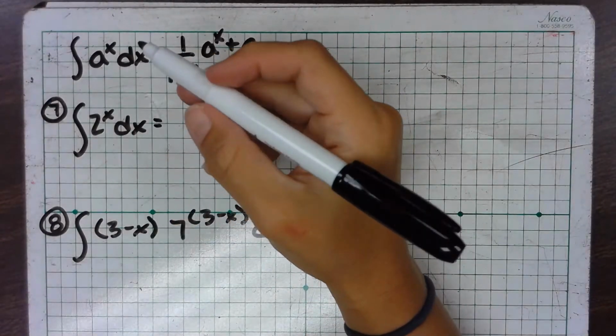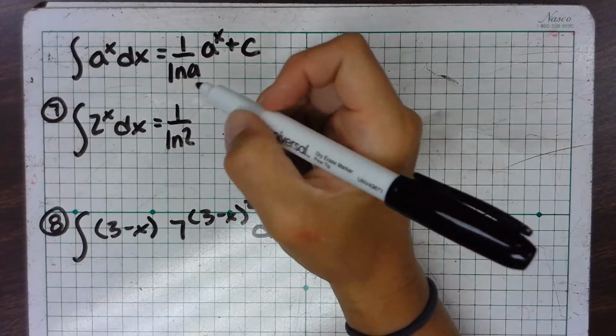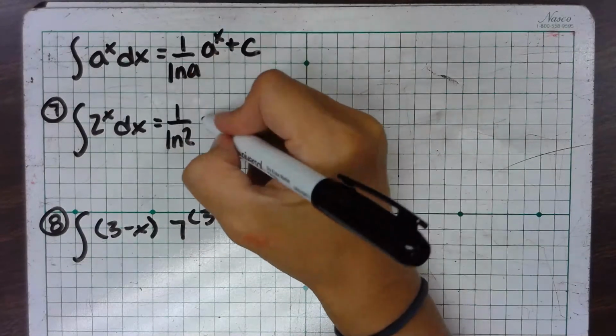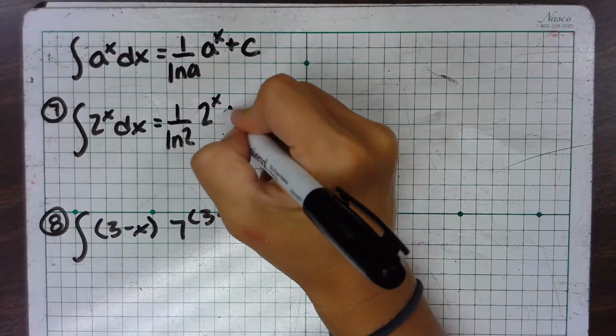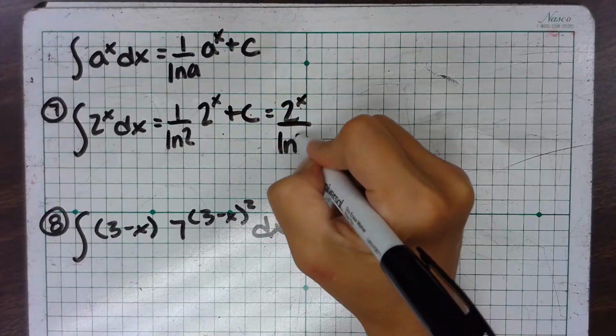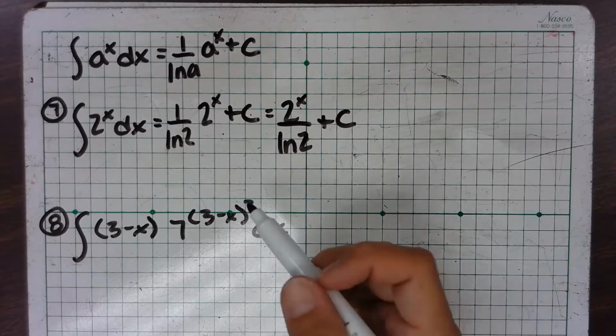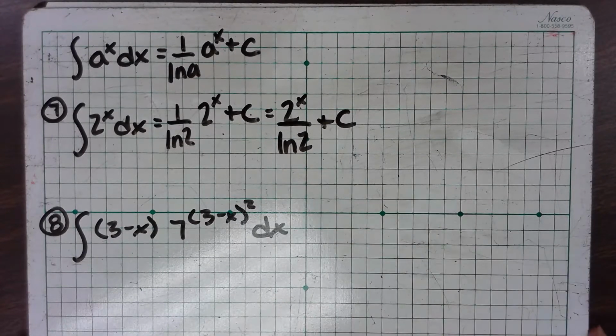Okay, so here we go. This is going to be 1 over ln of 2. All right, and this is just basic right here. And then times 2 to the x plus c. And a lot of times you may see 2 to the x over ln of 2 plus c, like that. All right, now, this next one is a little more complicated.